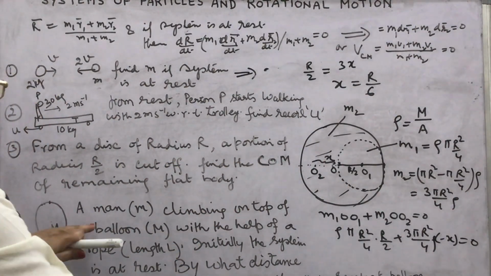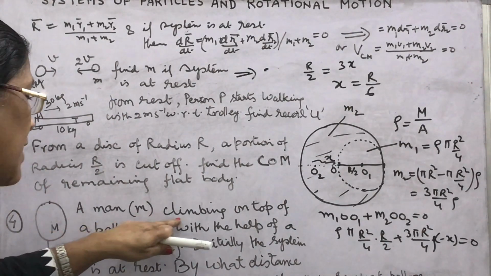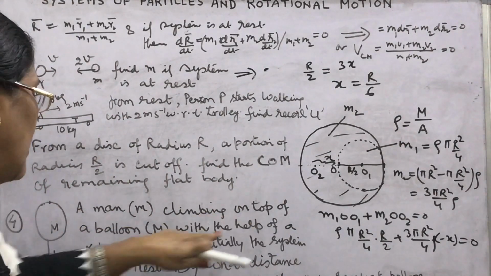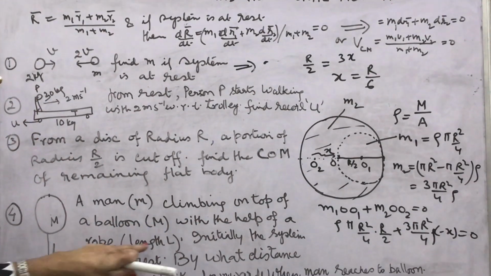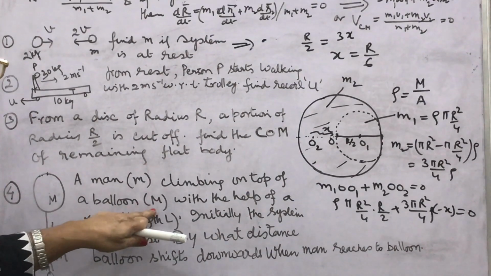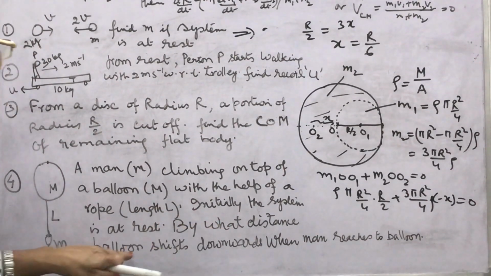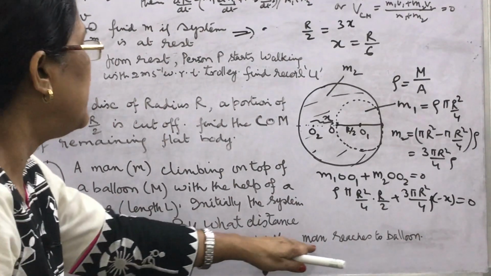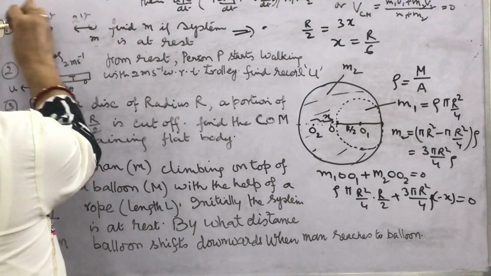Look here. Next question. A man of mass M is climbing on top of a balloon of mass M with the help of a rope of length L. Initially the system is at rest. By what distance does the balloon shift downwards when the man reaches the balloon? How will you solve this question?